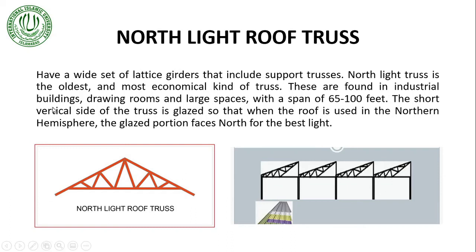As mentioned earlier, the short vertical side of the truss, this side, is always glazed so that when the roof is used in the northern hemisphere, this portion can face the north and the interior space receives the best light.